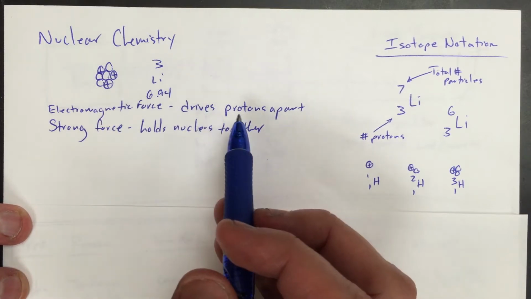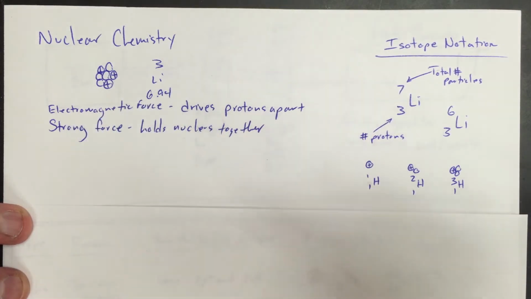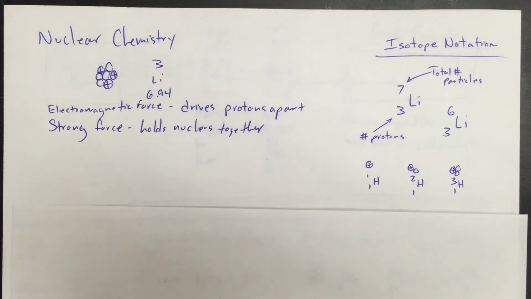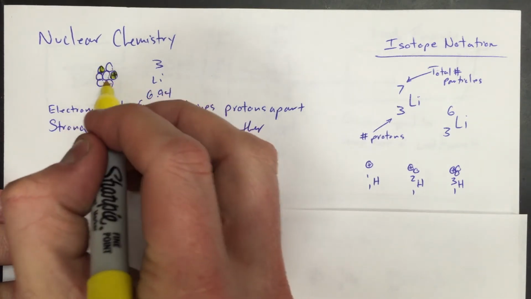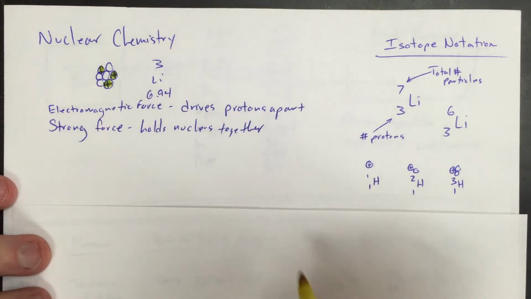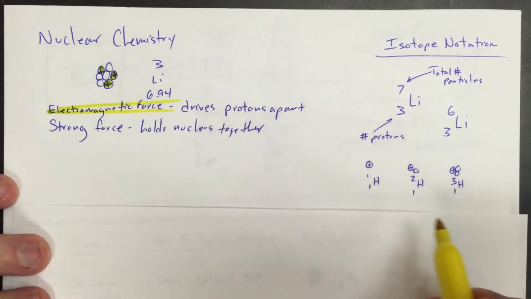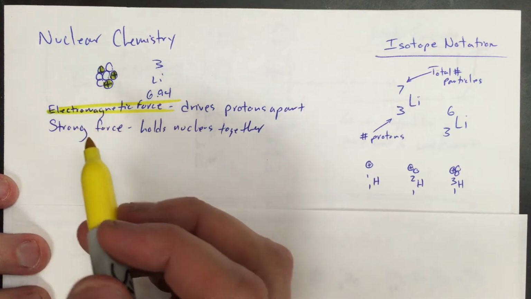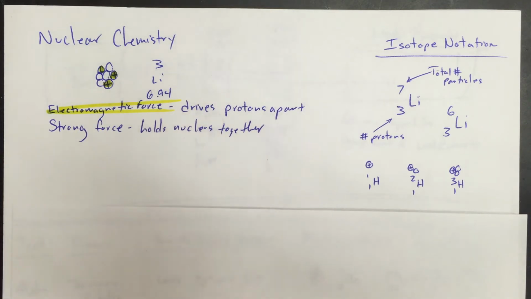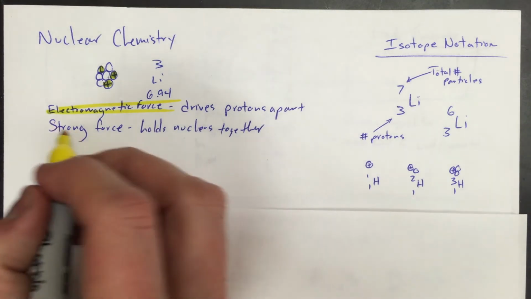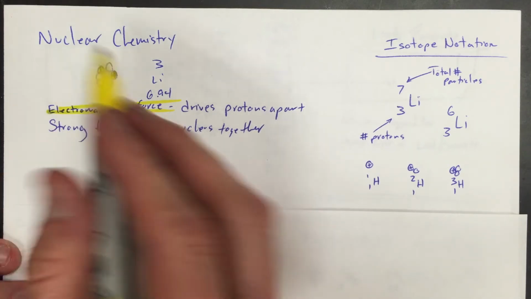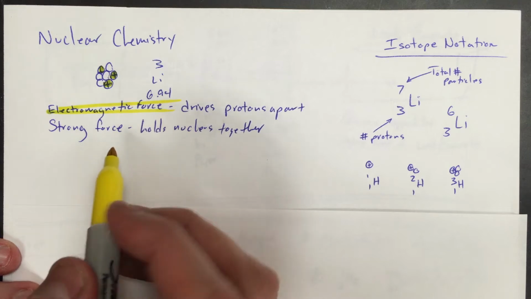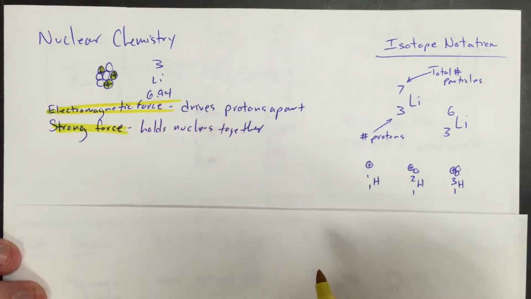Now, in the nucleus of lithium, there are 2 forces at work. One is the electromagnetic force, and that is driving the protons apart because the protons are positive, right? Positive things are driven apart by the electromagnetic force. The other force is called the strong force, and that has to hold the nucleus together. Since the nucleus does not fly apart all the time, that means the strong force usually wins. The strong force is usually stronger than the electromagnetic force holding the nuclei together.